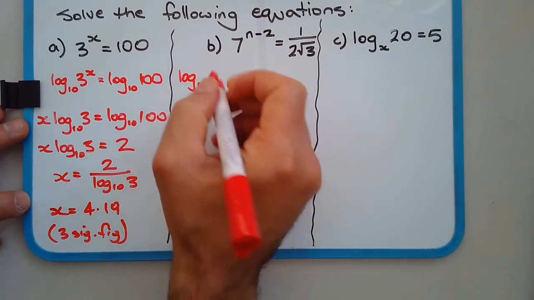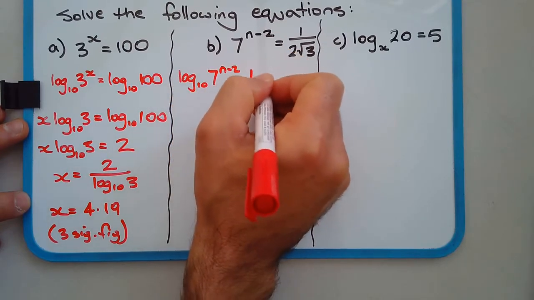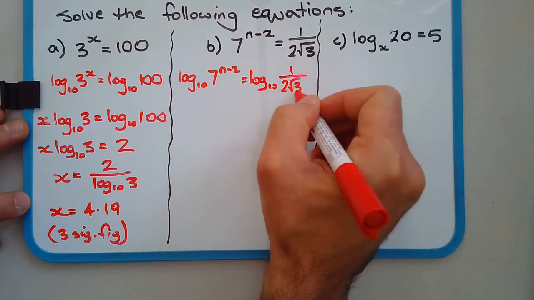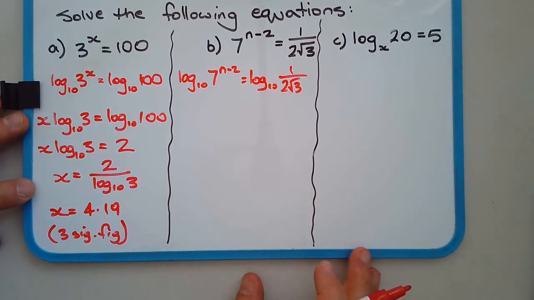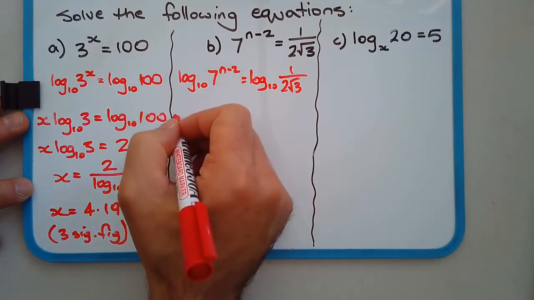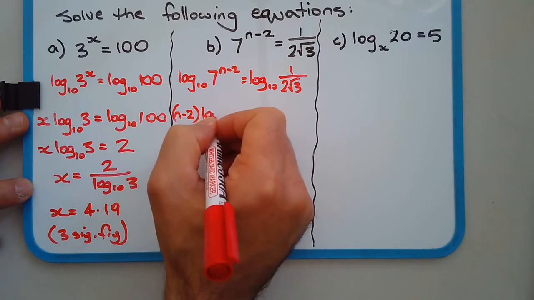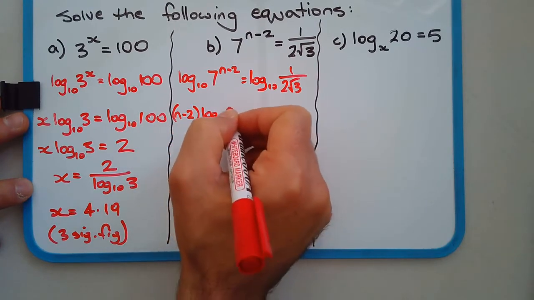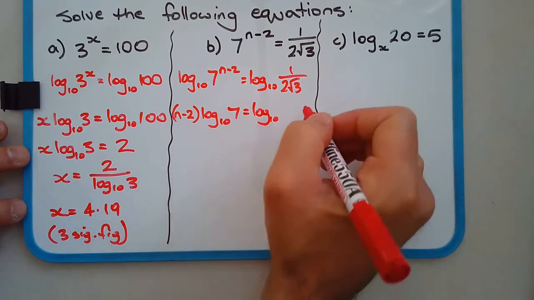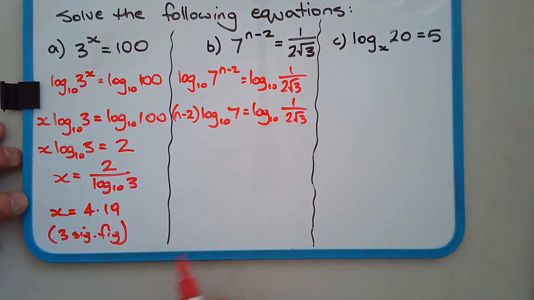So log base 10 of 7 to the n minus 2 is equal to log base 10 of 1 on 2 root 3. Next thing we do is the n minus 2 comes out to the front. So we have n minus 2, put that in brackets, times log base 10 of 7 is equal to log base 10, 1 on 2 root 3.